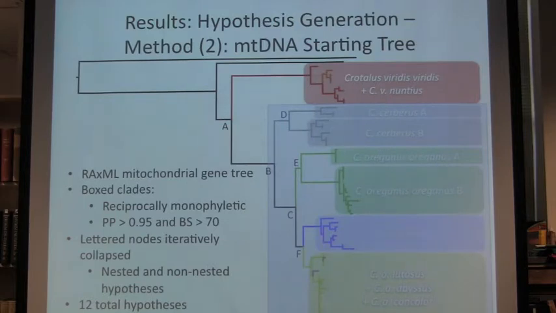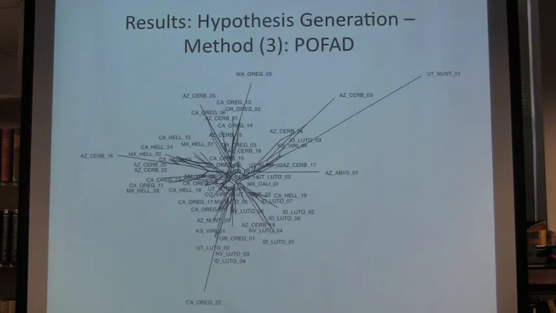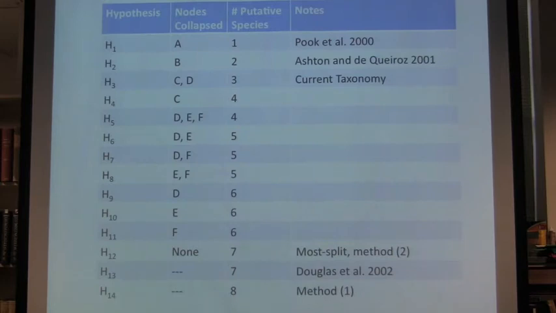So for method 3 of hypothesis generation, I didn't find any clusters, very obviously. So this is a big mess, and no hypotheses were generated based on POFAD. Okay, so here are the 14 total hypotheses generated. Hypotheses 1 through 12 represent those generated from the RAxML starting tree. Hypothesis 13 is an additional taxonomic recommendation from a previous study. And hypothesis 14 represents subspecies as species, or method 1.